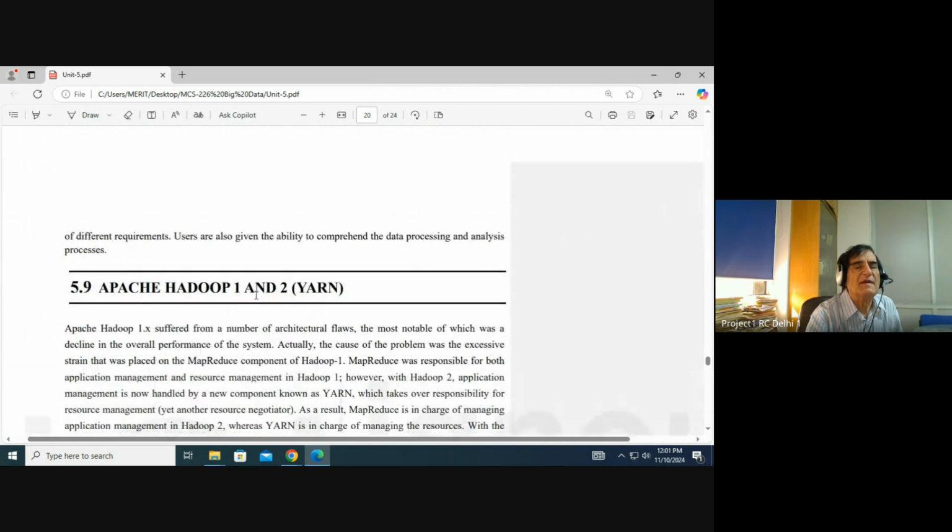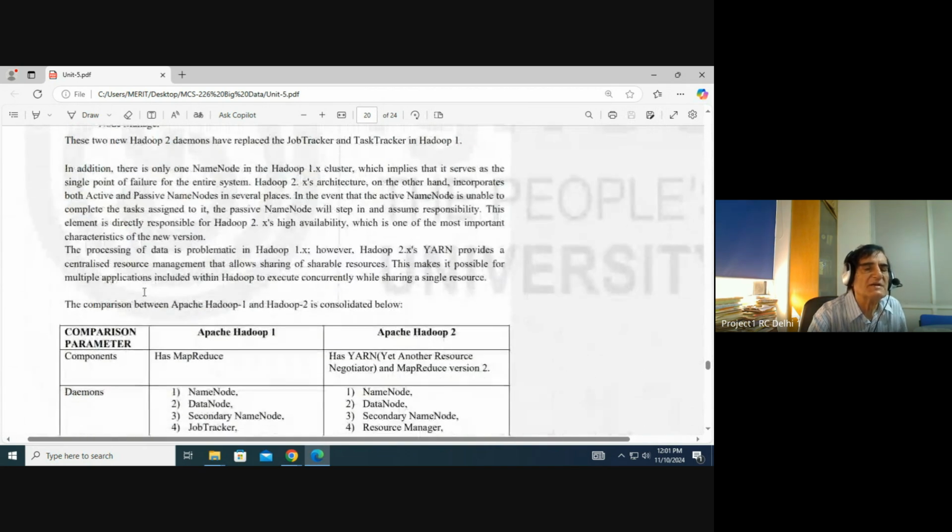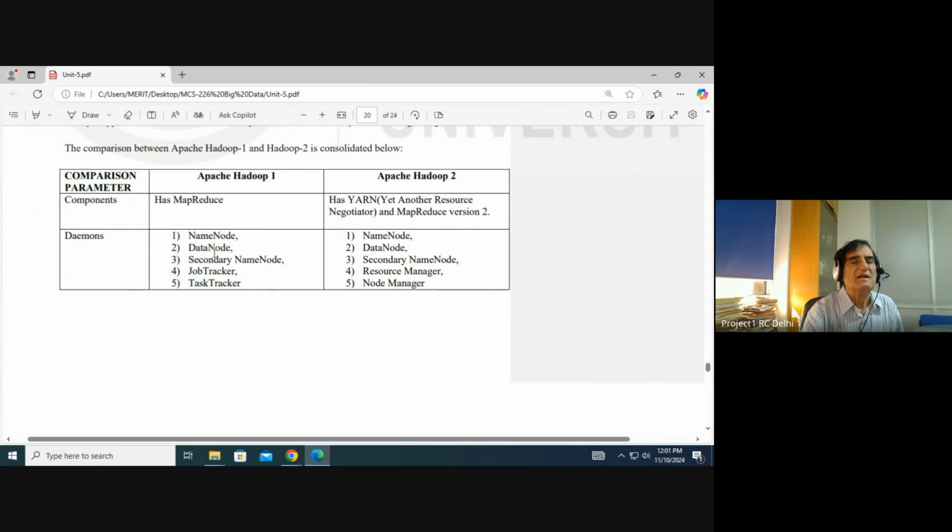Apache Hadoop 1 and 2, YARN. So that is the resource manager, node manager. So this is the name node, data node, secondary name node, job tracker, task tracker. So this is Apache Hadoop 2, YARN: name node, data node, security, name node, resource manager, node manager. So this is MapReduce, this is MapReduce version 2.